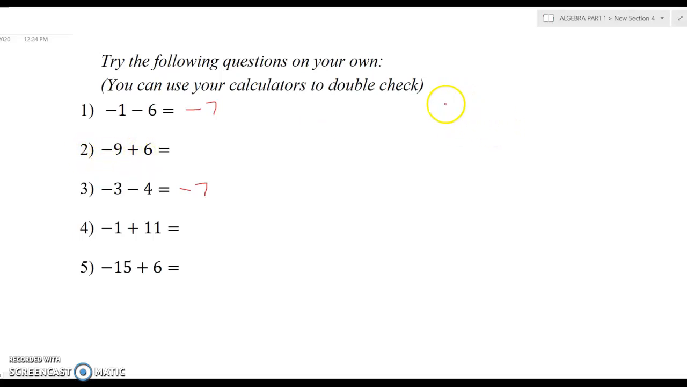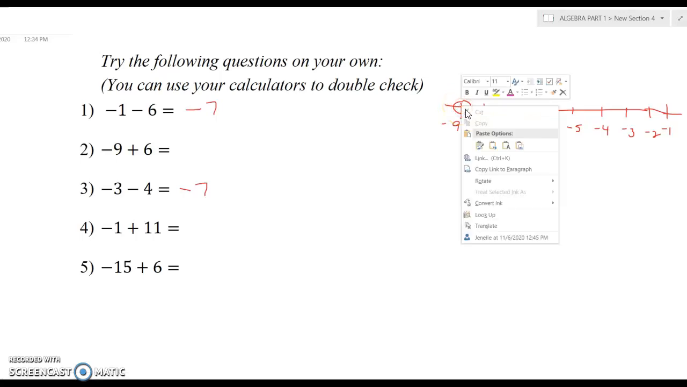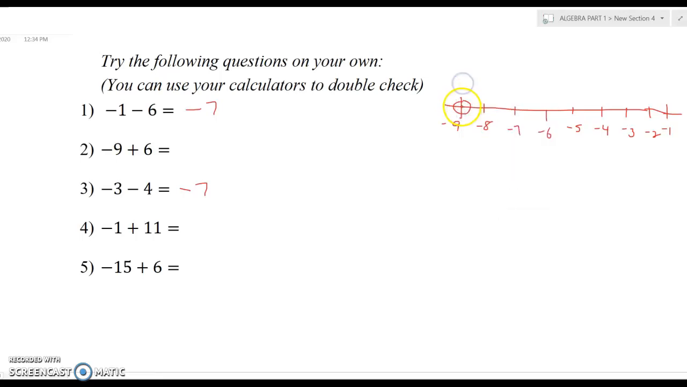Again, you can draw your number line. Negative 9 here. You could put the negative 8, negative 7, negative 6, negative 5, negative 4, negative 3, negative 2, negative 1. I keep on going, right? So we're at negative 9 and we want to add 6. So we're adding, so we're moving to the right now. So we're adding 1, 2, 3, 4, 5, 6. So my answer is negative 3.